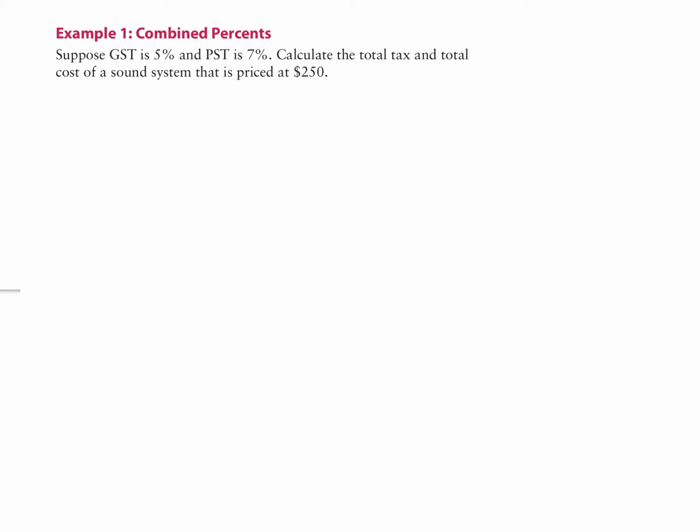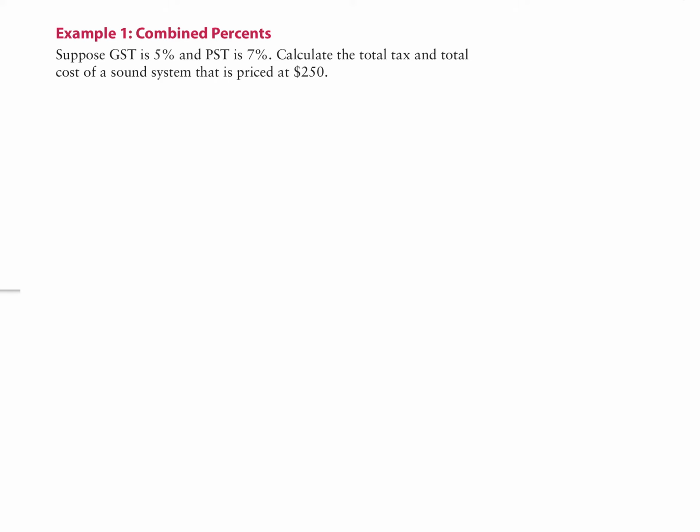I'm going to show you guys how to find combined percents for things. Here's our example. Suppose GST is 5% and PST is 7%. Calculate the total tax and total cost of a sound system that's priced at $250. There are 3 ways to do it. I'm going to show you all 3, and then you can decide which way you like the best, and you can just do it that way.